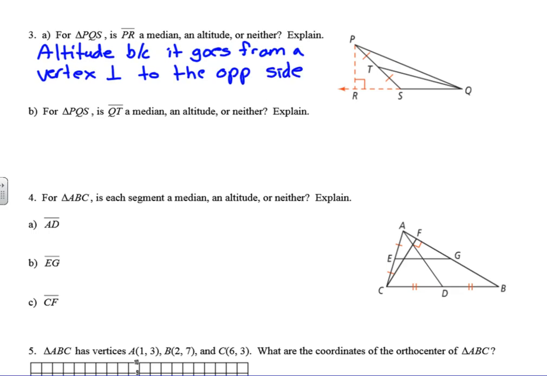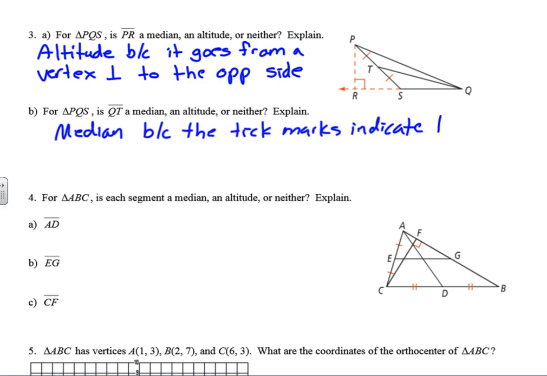All right, in this same triangle, is QT a median, altitude, or neither? Well, that's a median because the tick marks indicate that T is a midpoint.